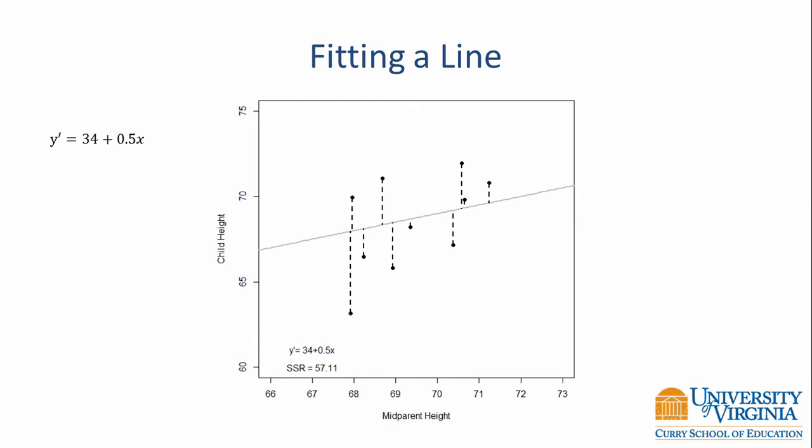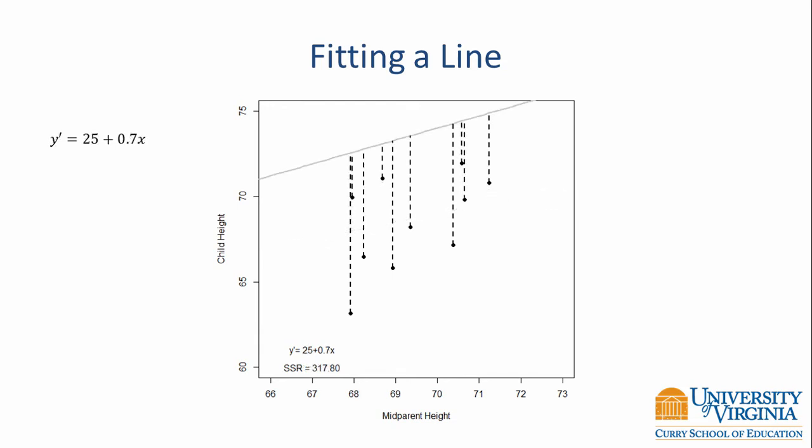Although we improved the fit, let's change the slope and intercept to see if we can do better. With an intercept of 25 and a slope of 0.7, we clearly missed the mark. This line is a very poor fit to the data. The vertical dashed lines illustrate residual values, and they are all clearly very large. The sum of squared residuals is 317.8. This value is much larger than any we have obtained thus far. Let's change the slope and intercept again.